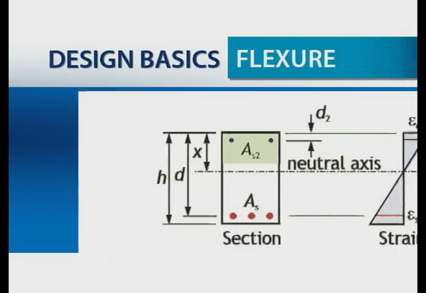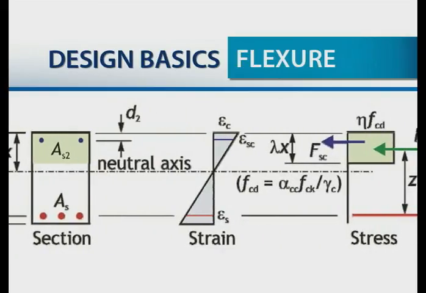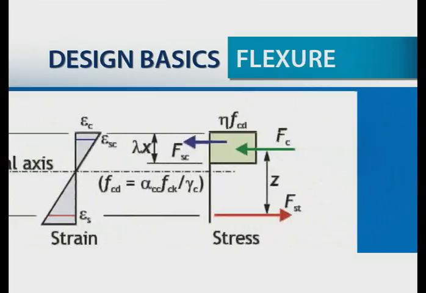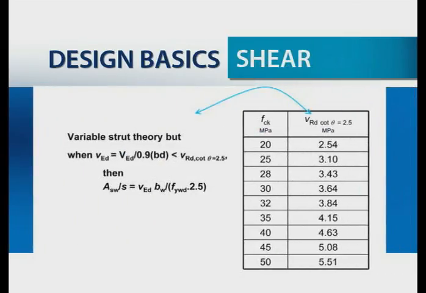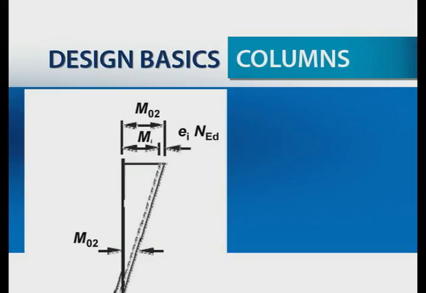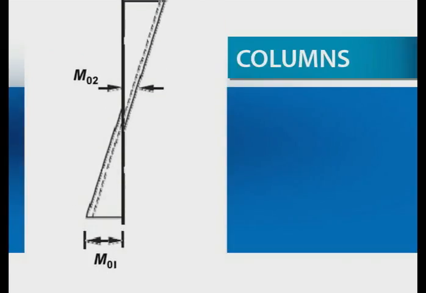Let's consider a section of a nominal beam and look at the strain and stress diagrams in the usual way. The strain distribution shows strains of epsilon c and epsilon s, and the stress diagram forces of F_sc for compression and F_st for tension, and a compression block of dimensions eta f_cd and lambda x, and so on. For shear, here we see the mechanics of how 90% of beams would be designed for shear, using something of a new concept called variable strut theory. And finally, for columns, we see the total design moment for a column from M to M02.